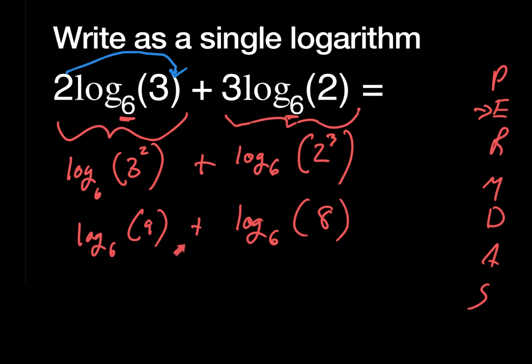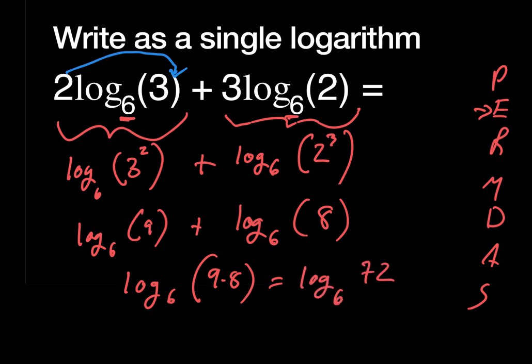When I have two logs of the same base that are being added, that means I can pull them together and I can take the log of the two items multiplied. So when they're added, the connection is multiplying. So this would be log base 6 of 9 times 8, which will be log base 6 of 72.